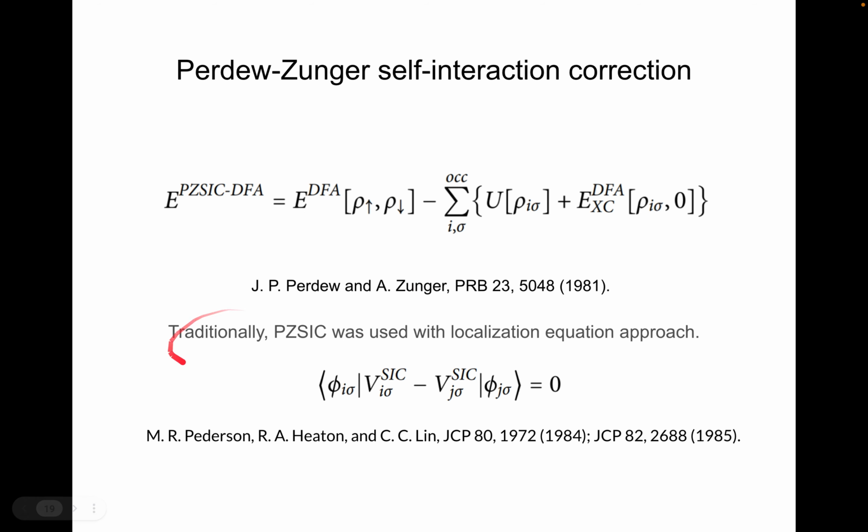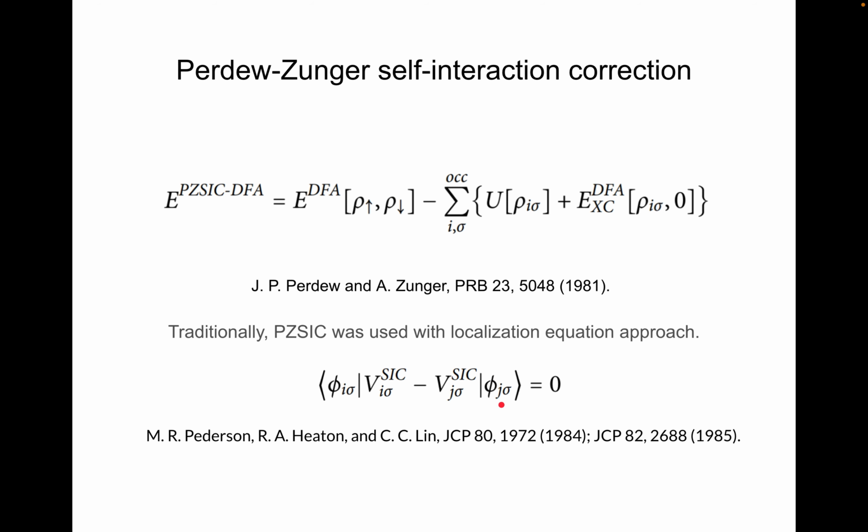Back then, the approach used was the localization equation approach. This is essentially the localization equation. Sometimes it is also referred to as the Pederson equation. The left-hand side of this equation is the off-diagonal element difference of the Lagrange multiplier matrix elements. And by setting it to 0, it's telling you to get rid of the off-diagonal elements. And if you enforce this condition, your orbital density will be localized.